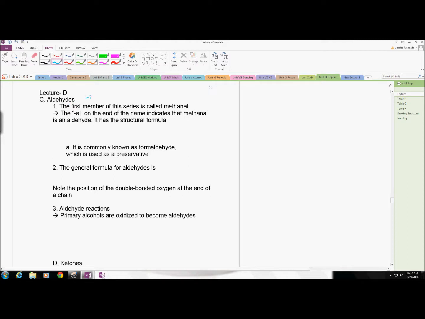Aldehydes have one oxygen, and it's held on with a double bond, and it has to be at the end of your carbon chain. If you were naming it, it would be on carbon number 1. Remember that that means it can be at either end. So your aldehydes could look like this, or you could have it at the very beginning. Either way, it's on carbon number 1, so that gives it the general formula. Your carbon chain, carbon, double bonded O, and an H. It has to be at the end.